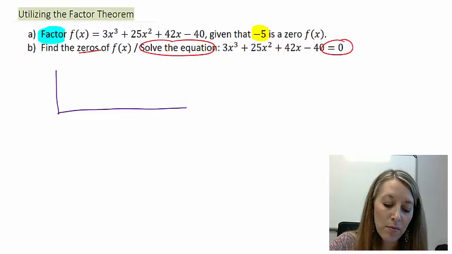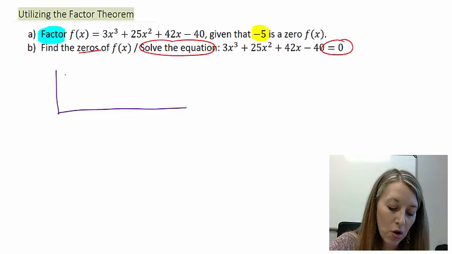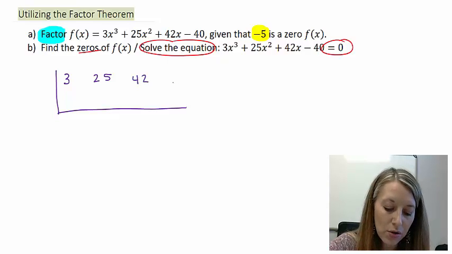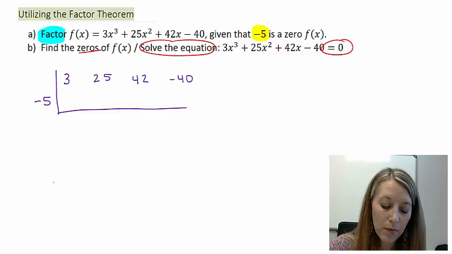Ask yourself if you're missing any terms. If so, you need to put in zeros for those terms. If not, then you just need to use your coefficients. 3, 25, 42, negative 40. And we get to divide it by the value that they gave us, negative 5.